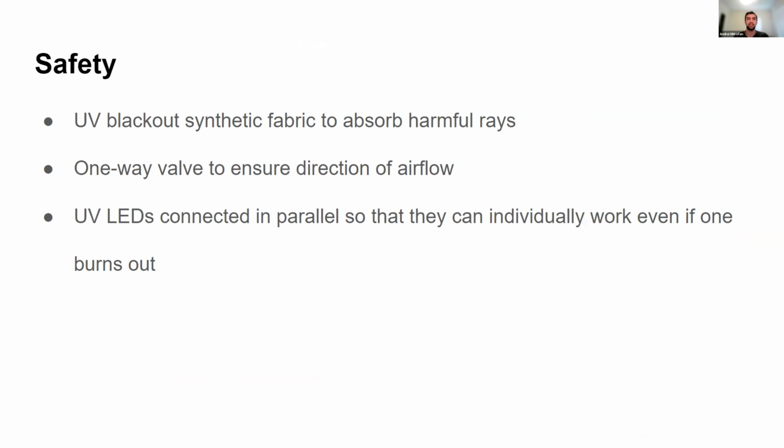Other safety precautions that we also took were using a one-way valve at the entry to our device to ensure the directionality of airflow and ensure that once this air has been sterilized, it can't go back to the patient and harm them. And also we paid extreme attention to make sure that there's no radiation that can go out of the tube and harm those around them.